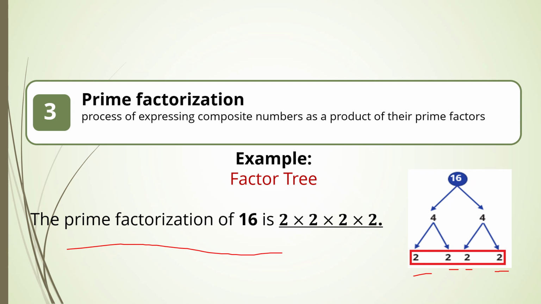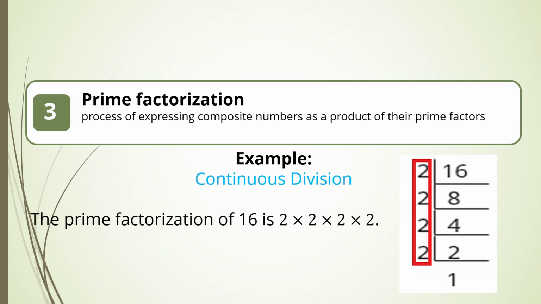If you multiply these, you should have the product of 16. If you try that out, 2 times 2 gives you 4. 4 times 2 is 8. 8 times 2 is 16. So this is correct.